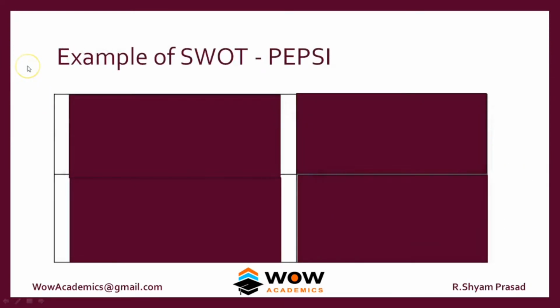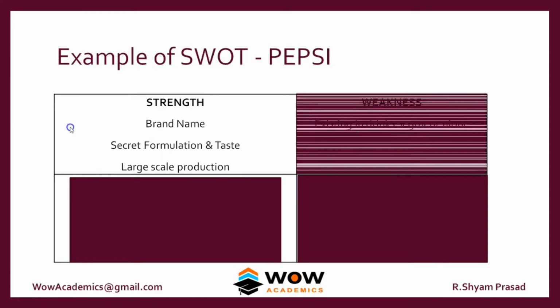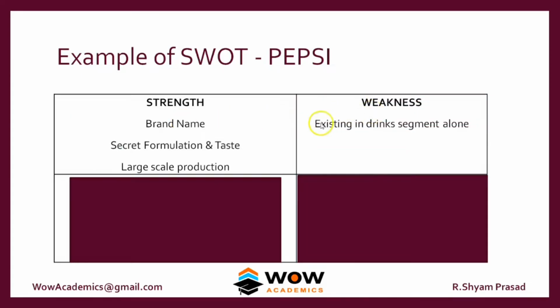So what we'll do is try to apply this model to a company like Pepsi. So you sit down and write what could be the SWOT for Pepsi. Then you can look at the video. If you take the strengths of Pepsi, it might be the brand name, the secret formulation, the taste, the large scale production. If you take the weakness, they usually exist in the drink segment alone.